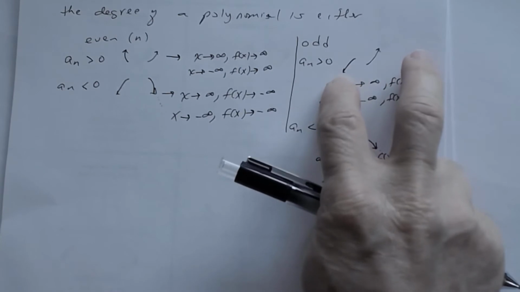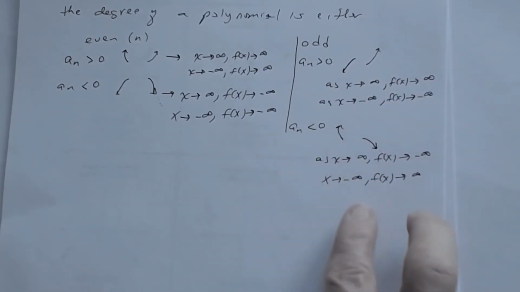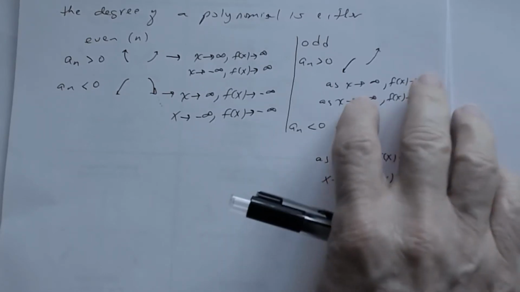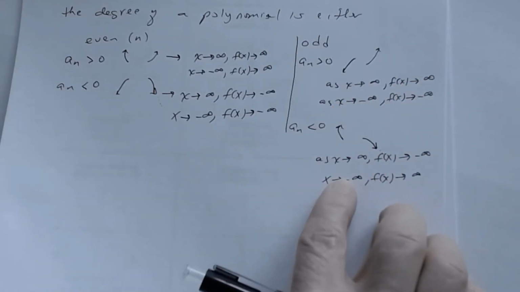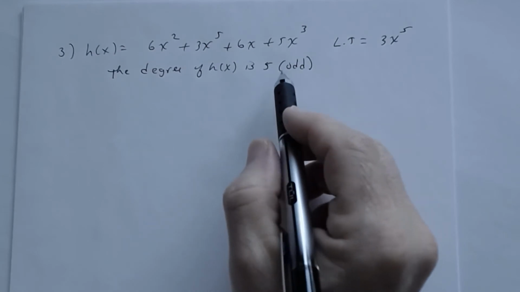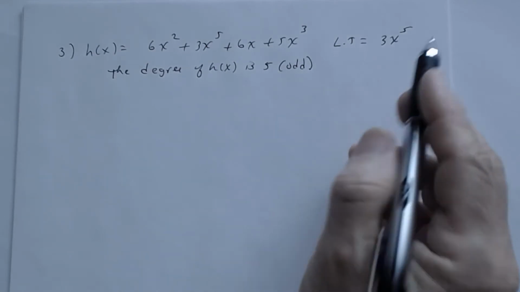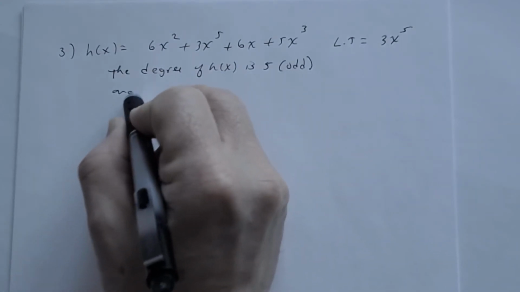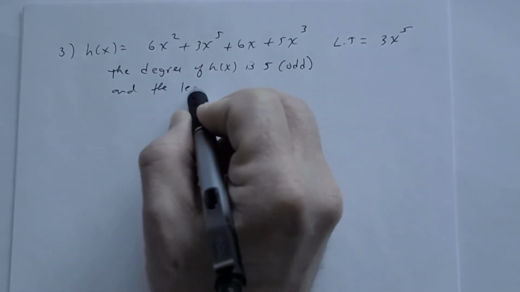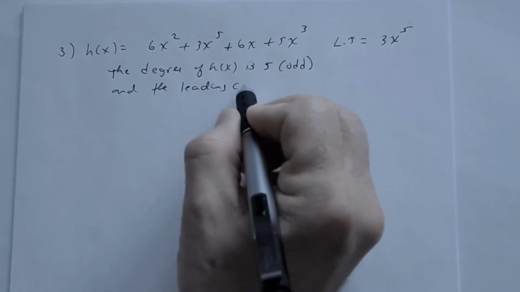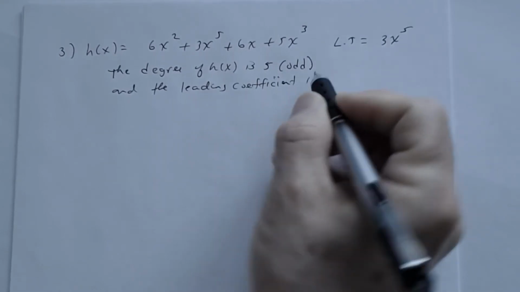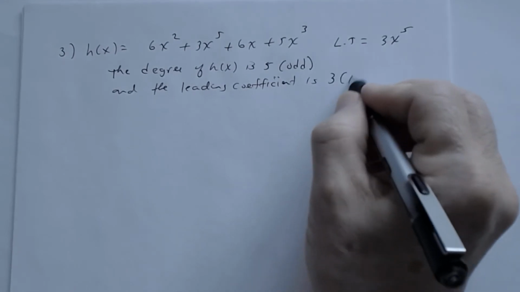So either on the left is pointing down, on the right's pointing up, or on the left is pointing up, on the right's pointing down. So remember, opposite directions if it's odd. So that's what that means. Now, the leading term is 3x to the 5th. Okay, so the degree of h of x is 5, so that's odd. And the leading coefficient is 3, and that's positive.